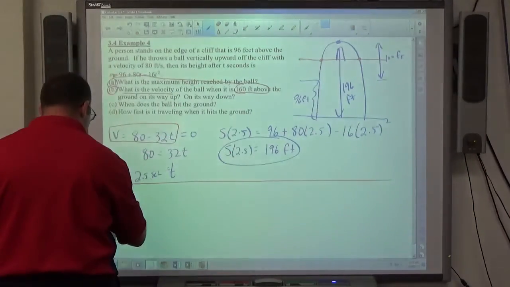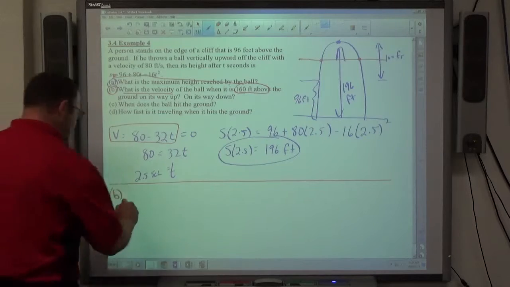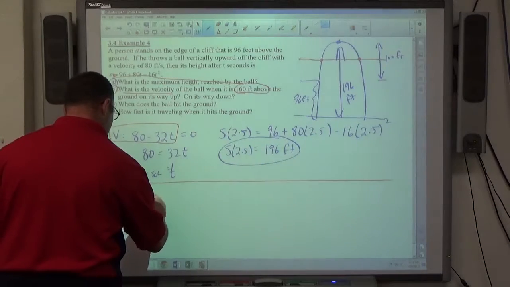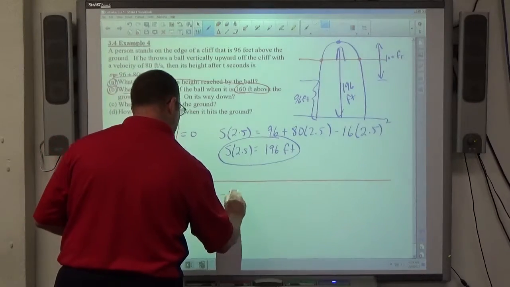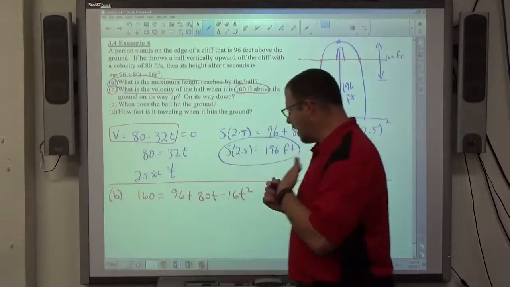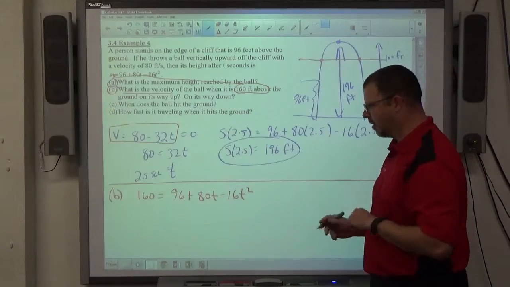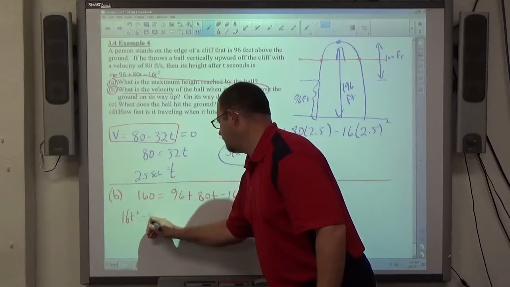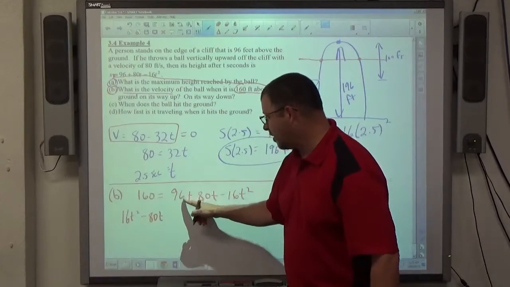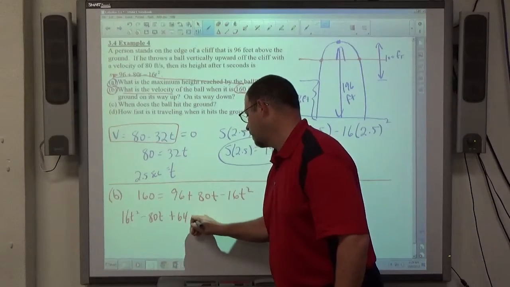So for part B, I'm going to use the position function to find out what time it is when the ball is exactly where we want it to be. I'm going to say 160 is equal to 96 plus 80t minus 16t squared. I like quadratics to have positive leading coefficients, so I'm going to move everything to the left. I get positive 16t squared minus 80t, and then negative 96 added to 160 makes positive 64.